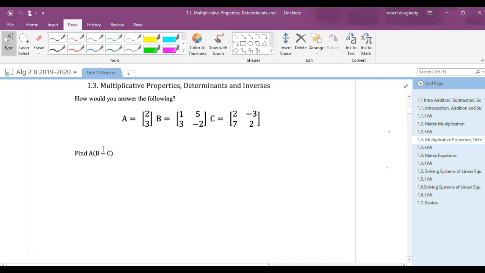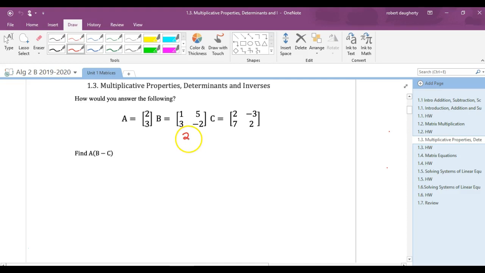Okay, we're going to combine a few operations today. Let's take a look at this. I've got these three matrices. When you look at matrices, before you do any operations, what must you be mindful of? The dimensions. You have to know the dimensions to see if it's allowed. So what are the dimensions?